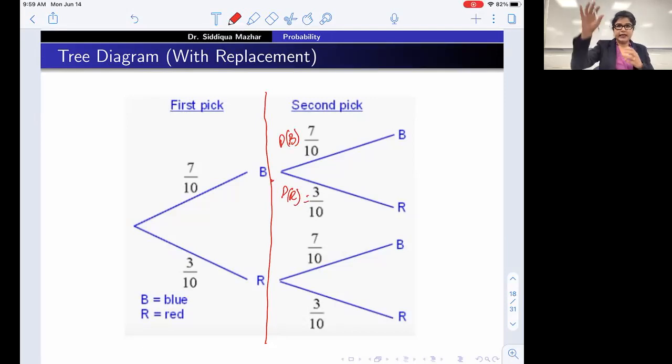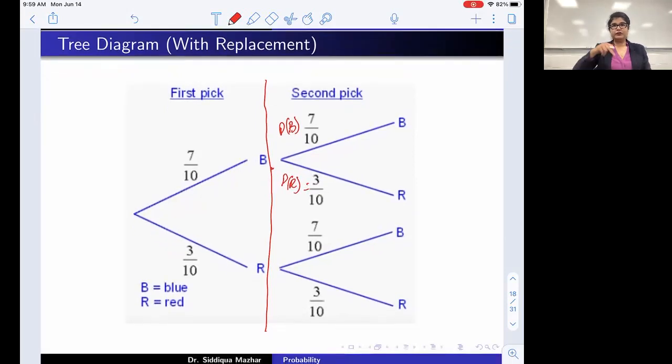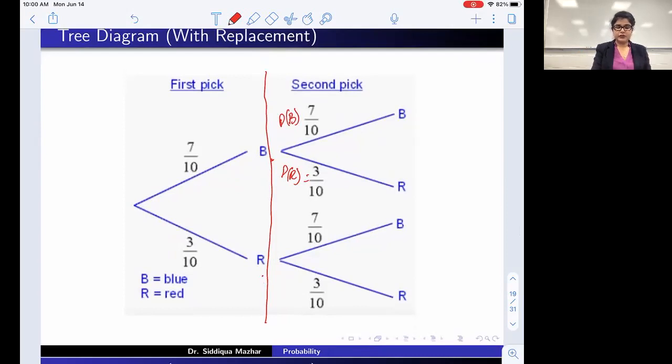And because we are making branches, a tree has a lot of branches. In the first trial, we had 2 options, blue and red. With blue, we have again 2 options, blue and red. And in the first trial, we have red also. And with that red, we have again 2 options, blue and red. So from red, we are looking for further options. If she again picks blue, that will be 7 out of 10. If she picks red, that will be 3 out of 10, because this is with replacement. She is not eating it. She's just putting it back into the bag.